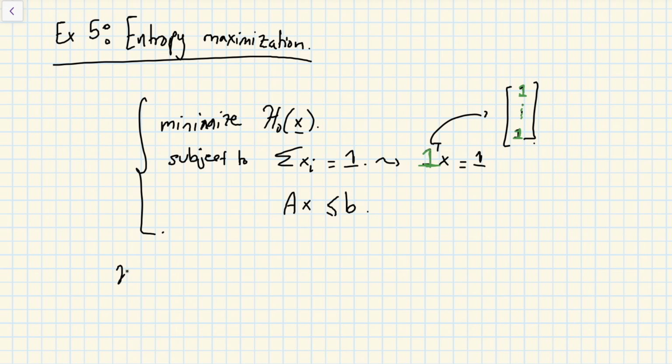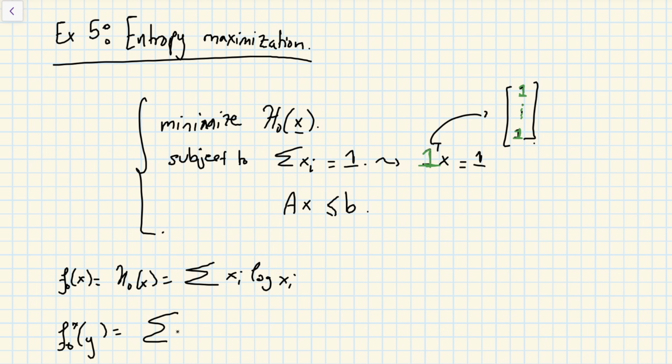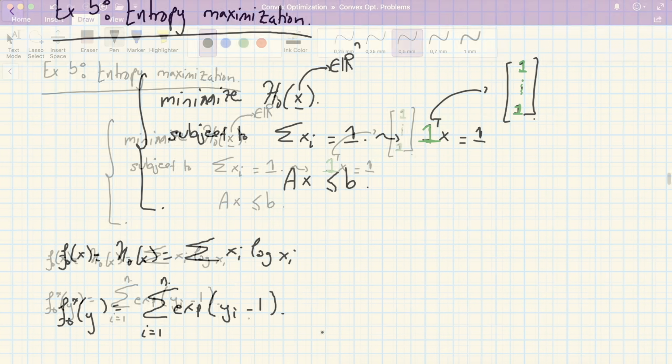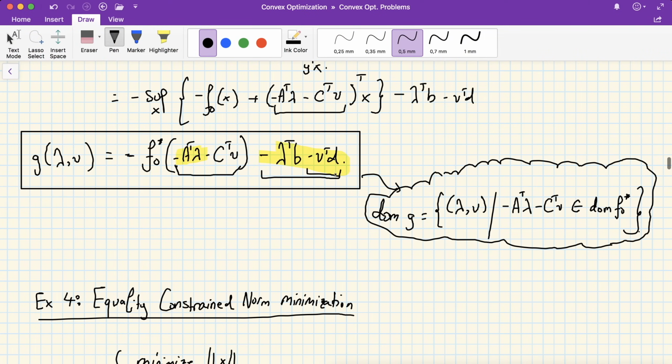By the way, h0 of x is the entropy function. That is the sum of xi log xi. There's a minus, but there's a minimization, so it cancels that out. So over here, doing a bit of math, if this is your f0 of x, then your conjugate function is in fact a sum of exponentials of yi minus 1. Got n such terms because x is of size n. So you can easily write your dual using this formula.